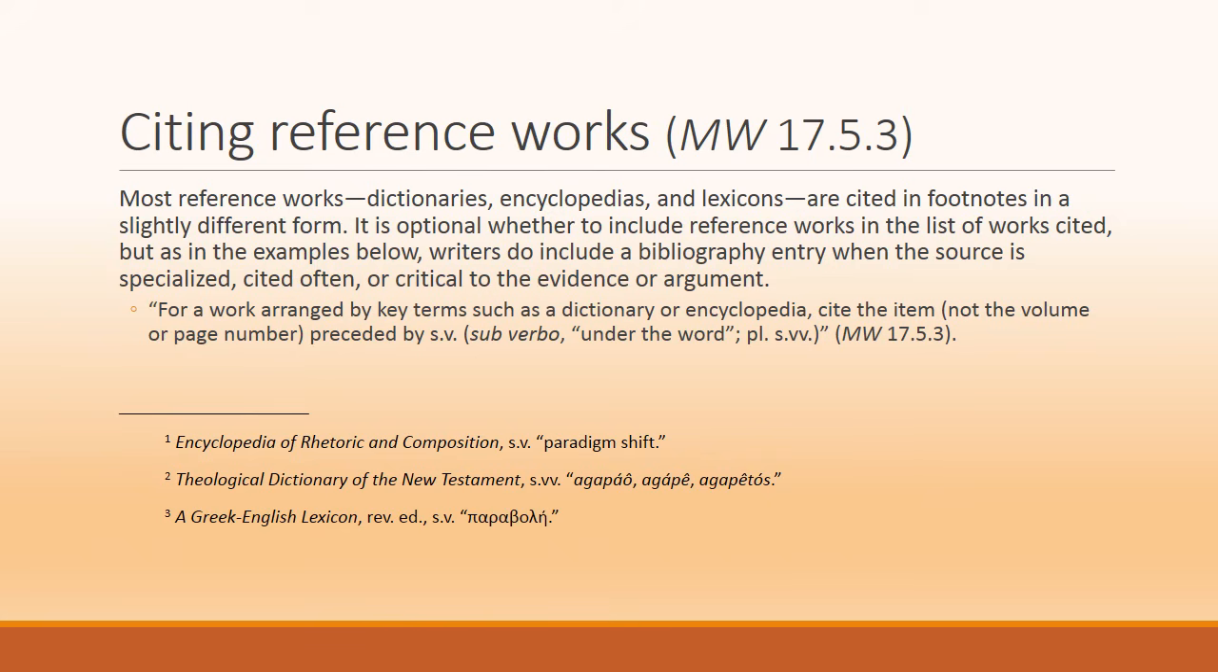Manual for Writers puts it this way: for a work arranged by key terms, such as a dictionary or encyclopedia, cite the item, not the volume or page number, preceded by SV, which is Latin. It stands for "under the word," or plural SVV, "under the words." At the bottom of the page are some examples from the Encyclopedia of Rhetoric and Composition, under the word paradigm shift, and so forth. So for these reference works, page numbers are not really helpful, and what is helpful is to give the name of the item that you happen to be discussing in your work.